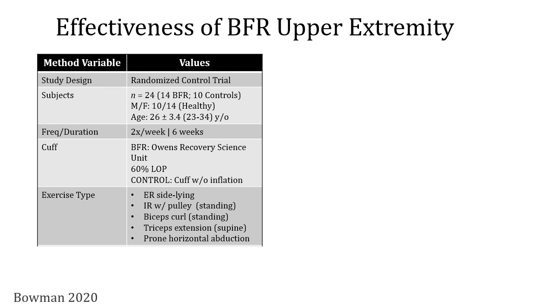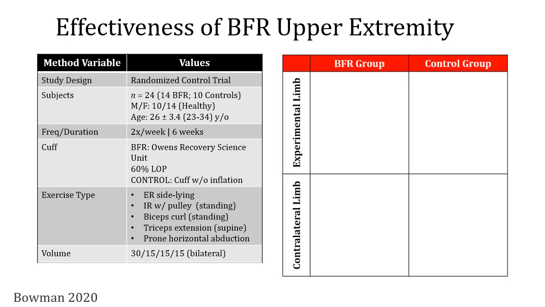The exercises performed were external rotation in side lying, IR pulley in standing, biceps curls in standing, tricep extension in supine, and then prone horizontal abduction. The volume was the traditional 30, 15, 15, 15. Those are each independent sets, so 75 repetitions together, and it was performed bilaterally.